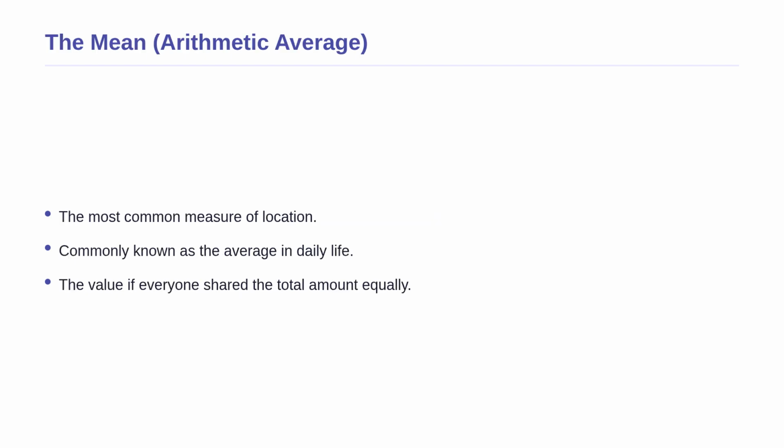Building on this idea of a balancing point, let us look at the most common measure of location, the mean. Most people in daily life just call this the average. To understand the mean intuitively, imagine you and 4 friends empty your pockets and put all your money into a single pile on a table. If you then divide that pile of money equally among all 5 of you, the amount each person gets is the mean. It is the value every piece of data would have if they all shared the total amount equally.